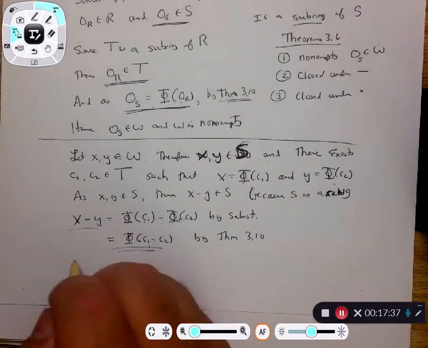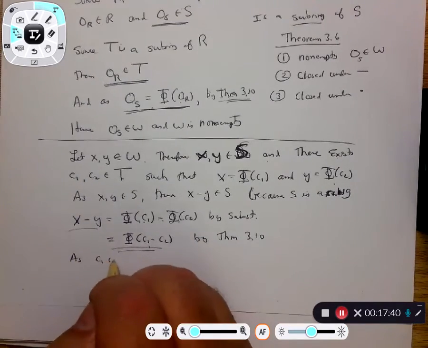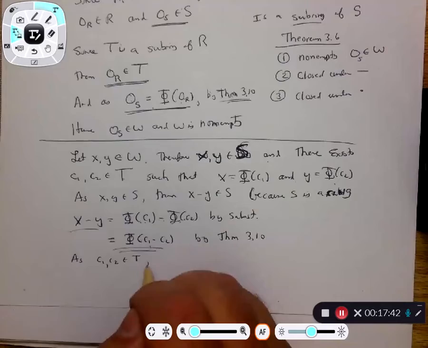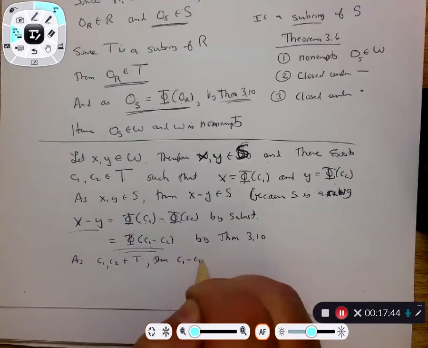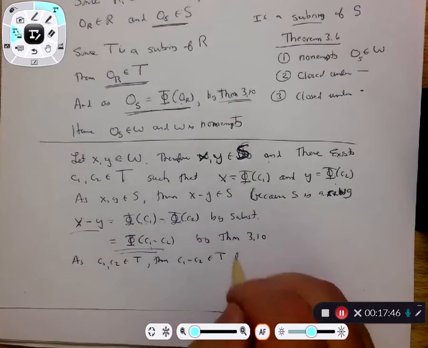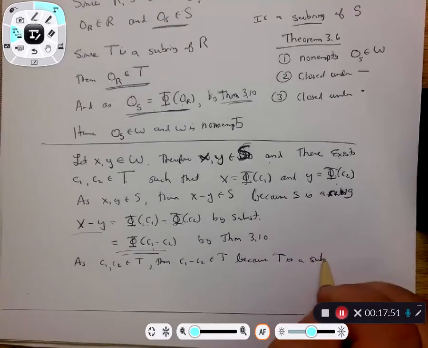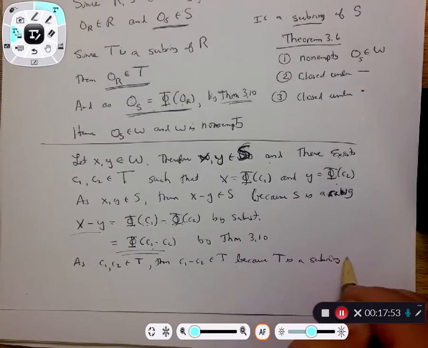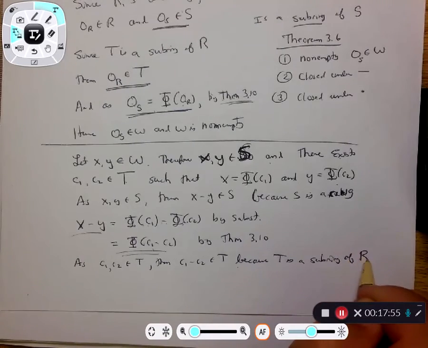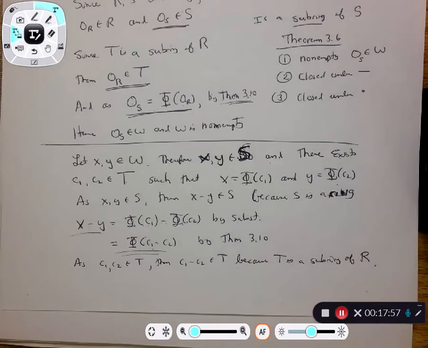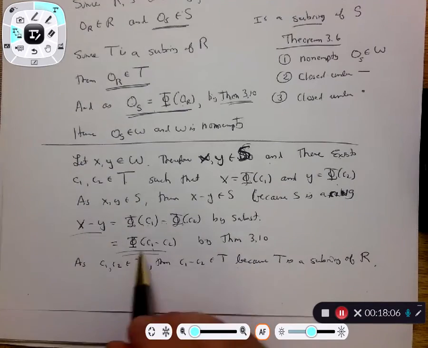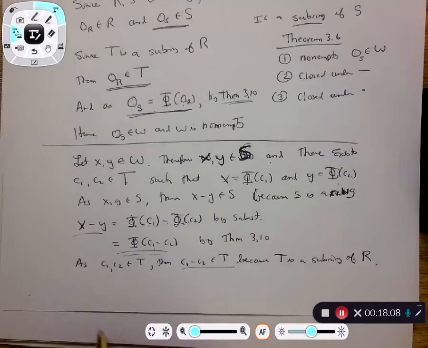Well, as C1 and C2 are elements of T, then C1 minus C2 is an element of T, because why? T is a subring. Don't just tell me subring. It's a subring of R. Property of subrings, which means in a ring it is a ring itself, being a subring. So therefore, understand x minus y equals phi of some dude, where that some dude came from T.